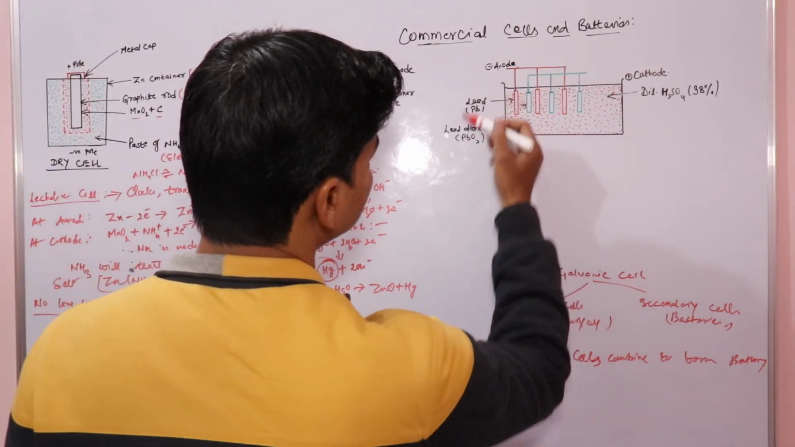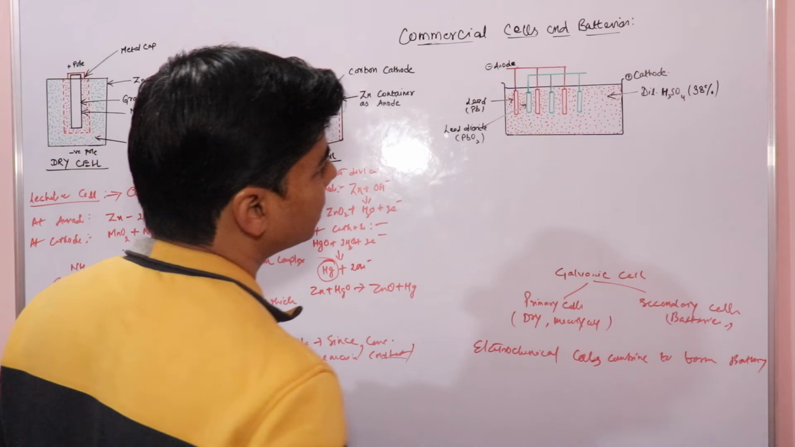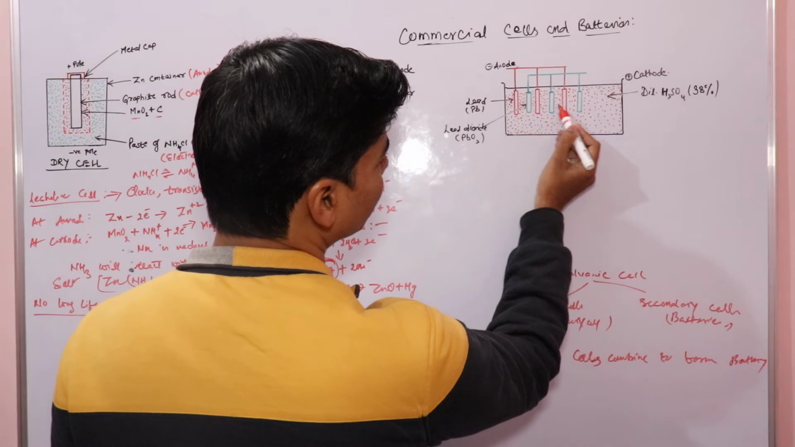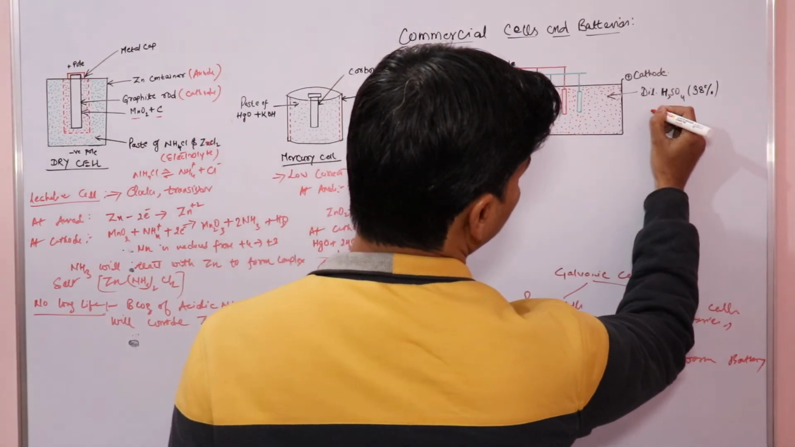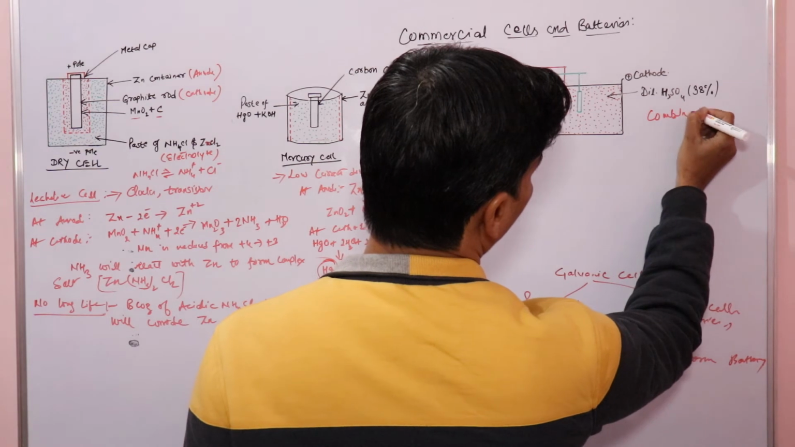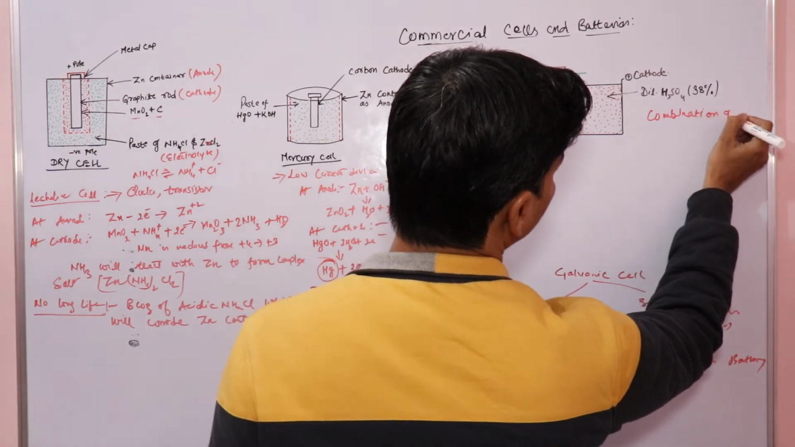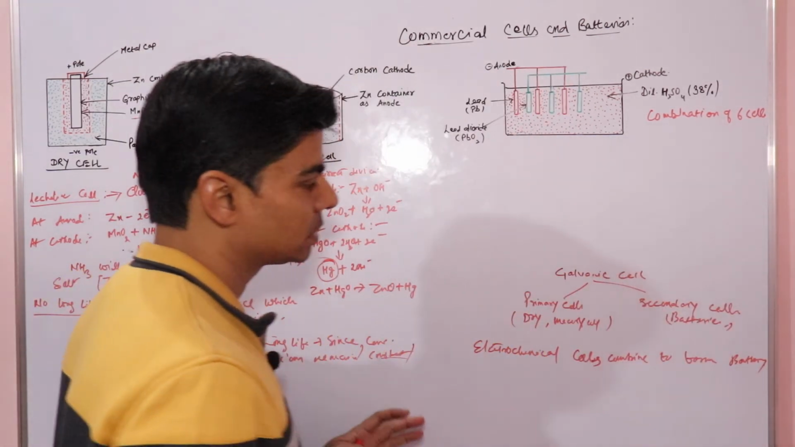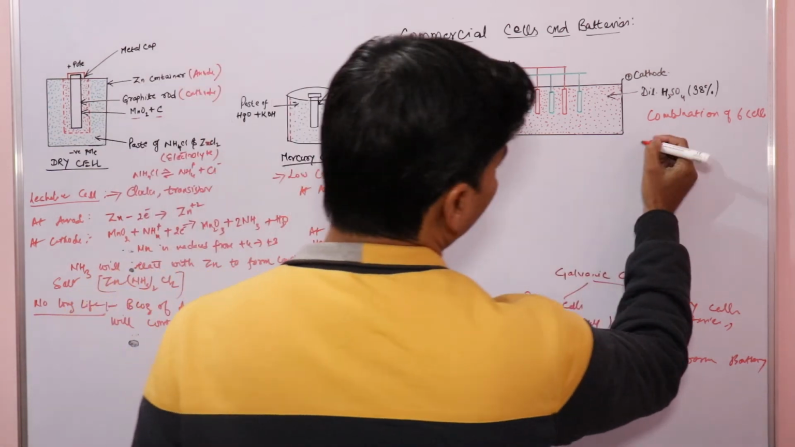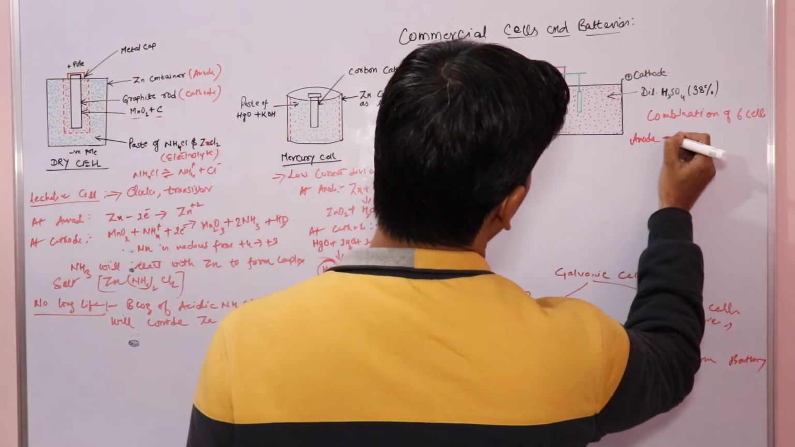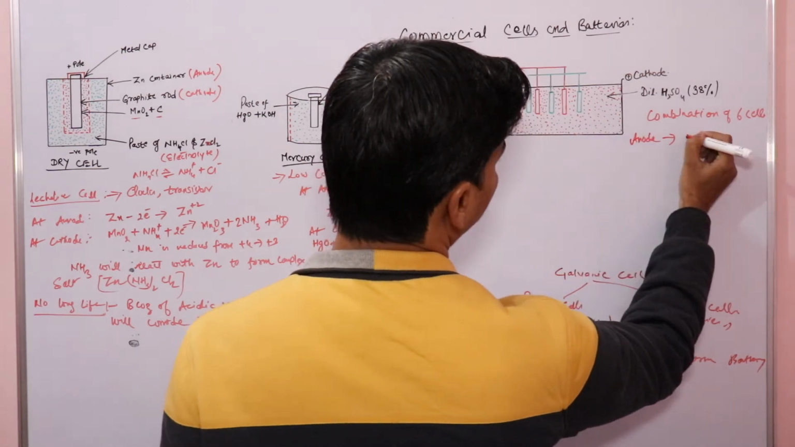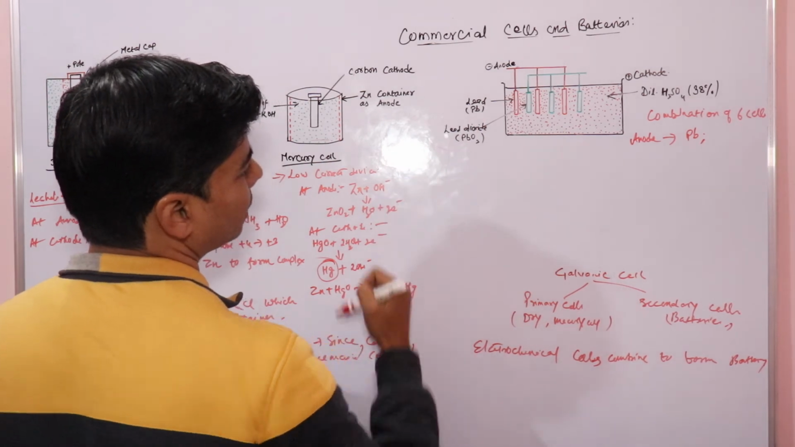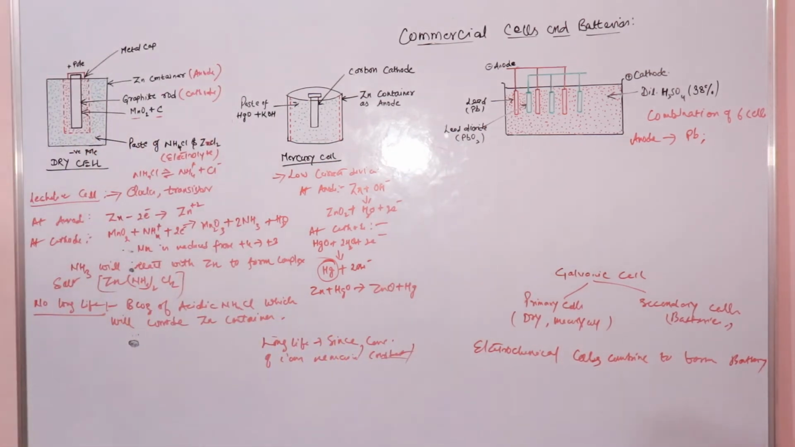Now let's see this. This is an electrochemical cell, this is a battery, which consists of a number of cells. You see 6 cells, so it's a combination of 6 cells. Now again let's talk in terms of anode and cathode. The anode is lead, and the cathode is lead dioxide, PbO2.